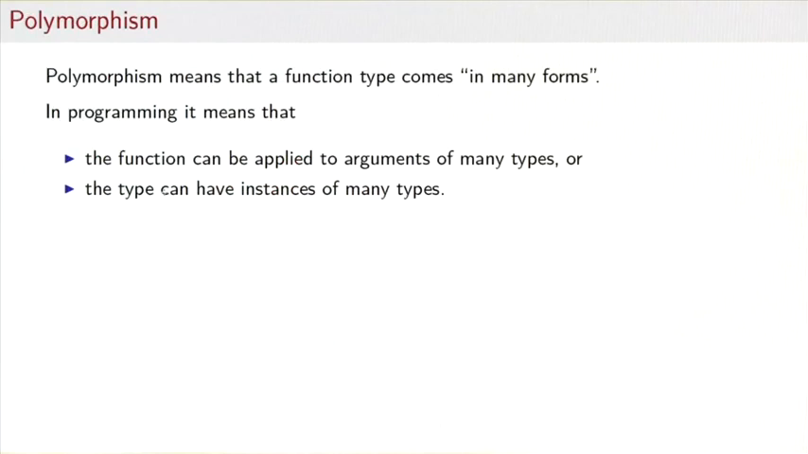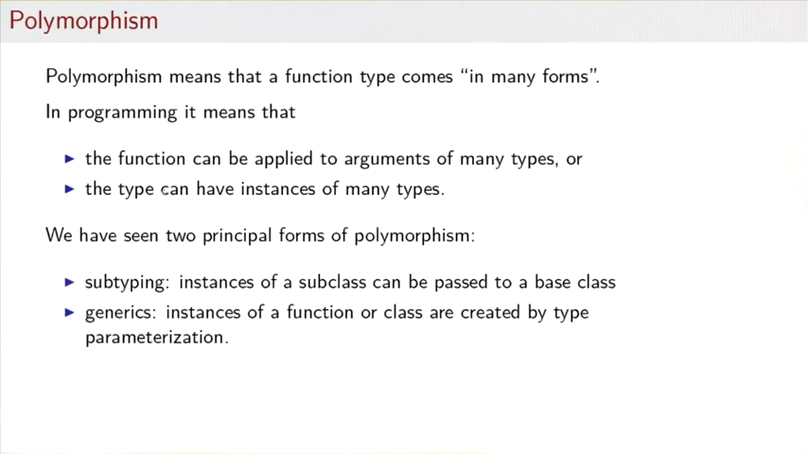So what we've seen here is a form of polymorphism. Polymorphism is a Greek word, and its original meaning was having many forms. So applied to a function, it means that the function can be applied to arguments of many different types. Applied to a class or a type, it means that the type can have instances of many different types. In fact, what we have seen are two principal forms of polymorphism, namely subtyping and generics. So subtyping means that instances of a subclass can be passed to a base class. So, for instance, in the case of List, I would have two subtypes. One was the class Nil, and the other was the class Cons. And wherever I would have a parameter that accepts a list, I could pass either a Nil or a Cons.